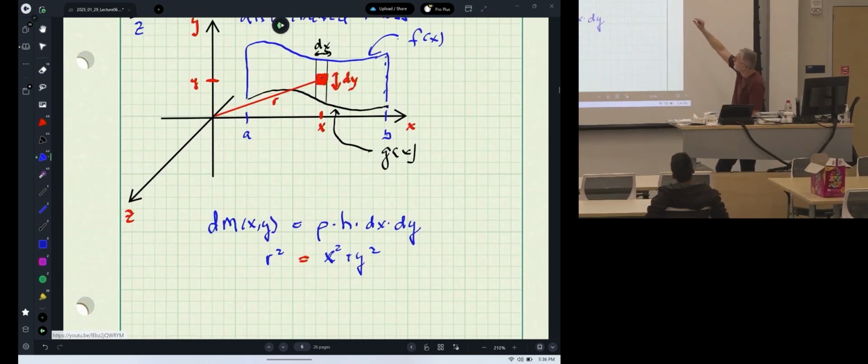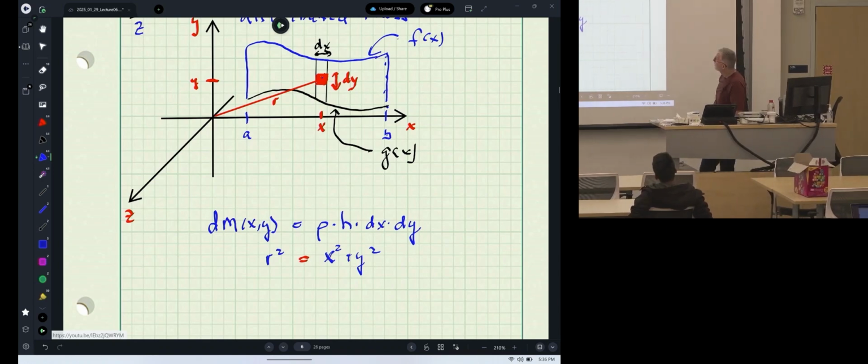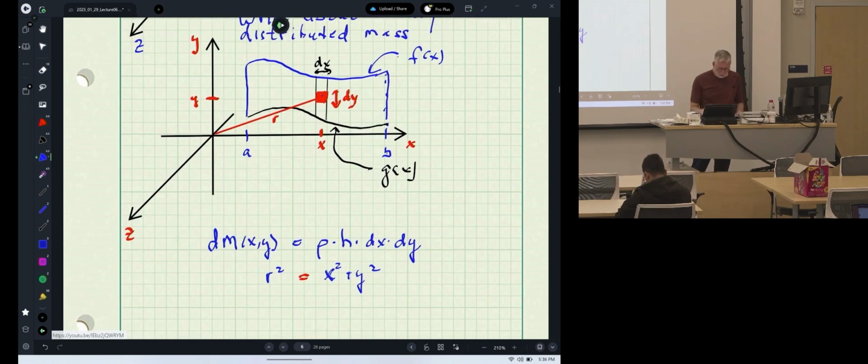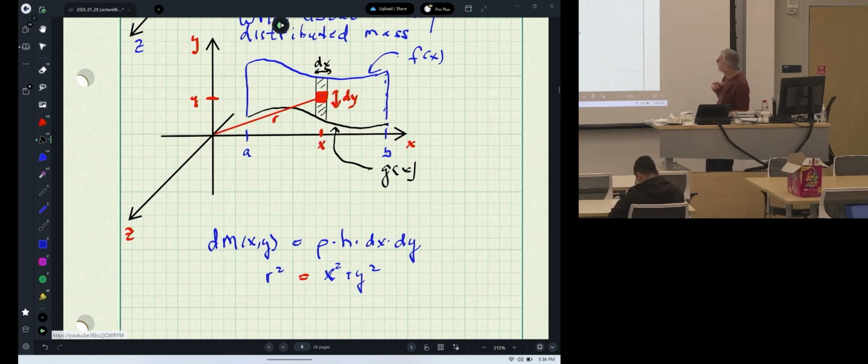So the little bit of inertia for that tiny piece of mass, which is dx wide and dy high, is going to be r squared times dm of x. What I want us to do now is compute the moment of inertia of this entire strip, about the z-axis.